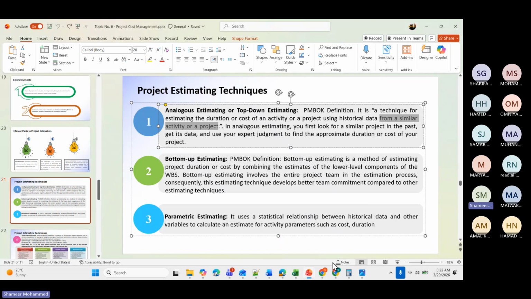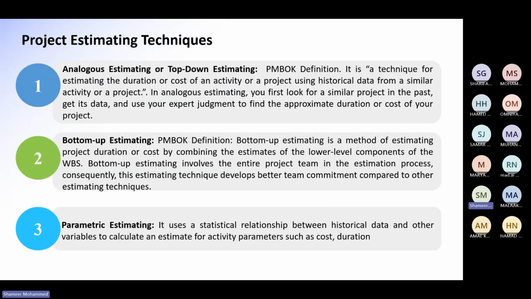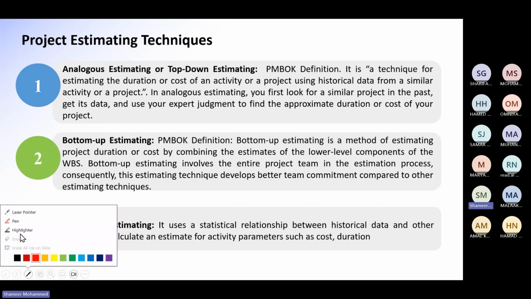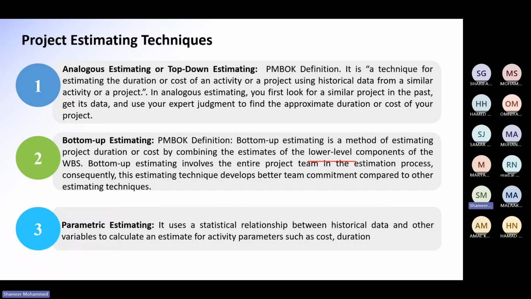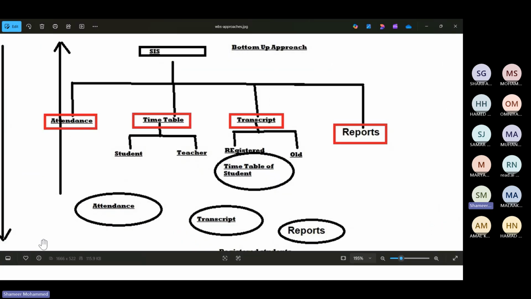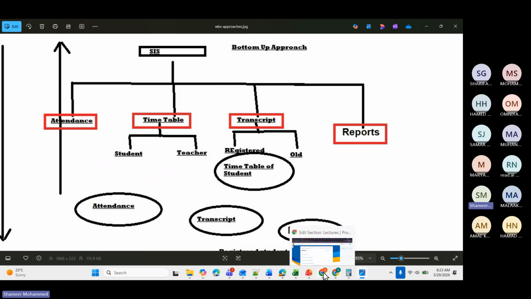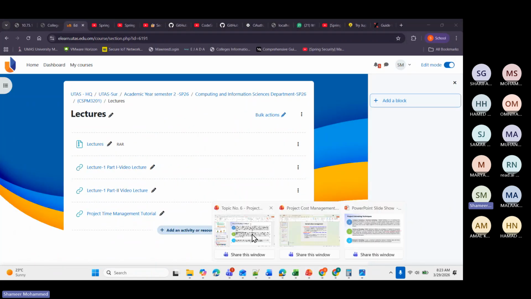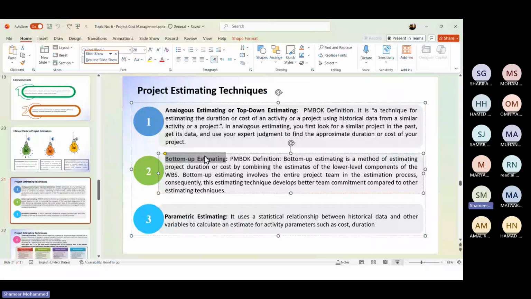Understand? So the second one, as I have told you, is the bottom up approach. That means you come from the bottom, from the low level of the project. So these are lower level components of the project, the WBS. This is one of the components, this is one of the components, this is one of the components. From here, you start estimating the project. Understand? That is what is called the bottom up approach.